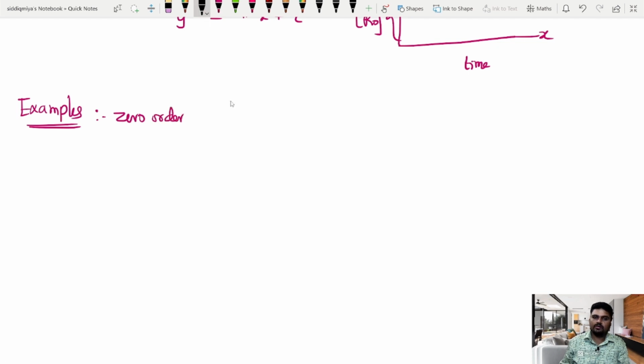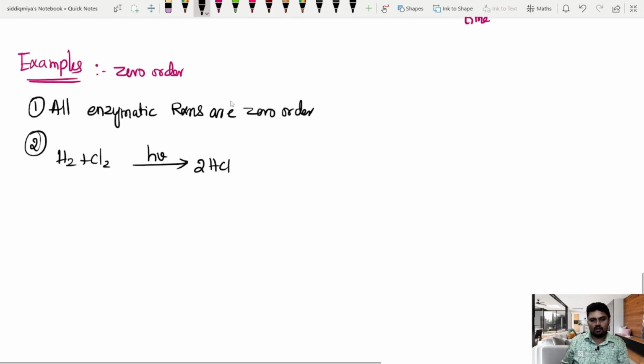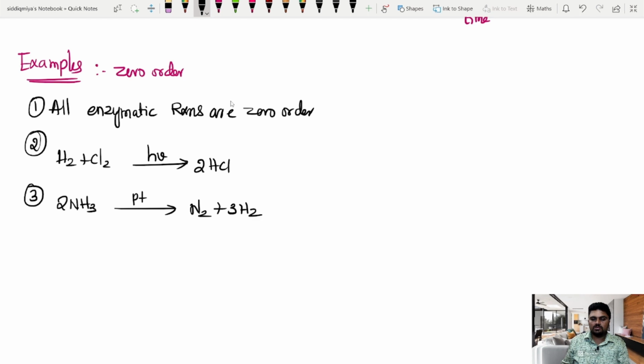Okay, first thing, all enzymatic reactions are zero order. And second one is H2 plus Cl2 giving 2HCl, which is catalyzed by light. Zero order reaction. And third one is dissociation of ammonia, which will dissociate on the platinum surface to N2 and 3H2. These are zero order reactions.